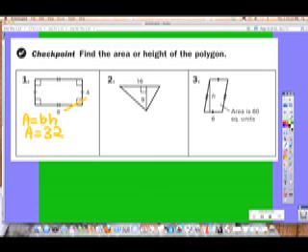Okay, so it's area equals 1/2 base times height. What's that? 134. Divided by 2, and you get 72. Nicely done, Jaden. Compliment for number 2.